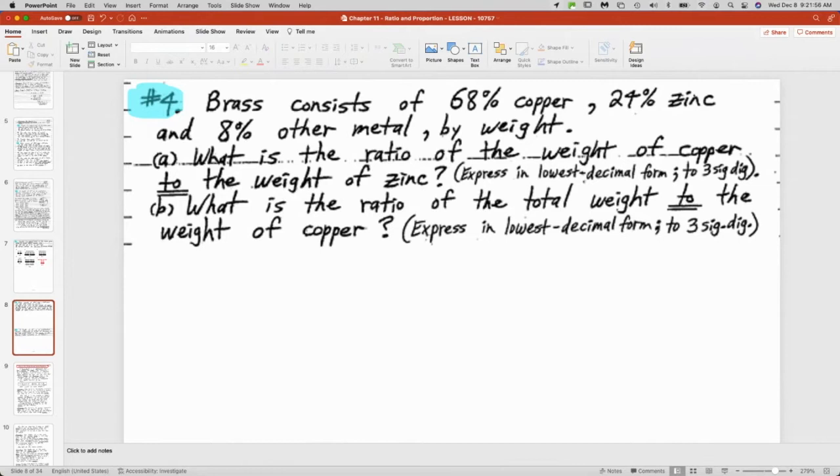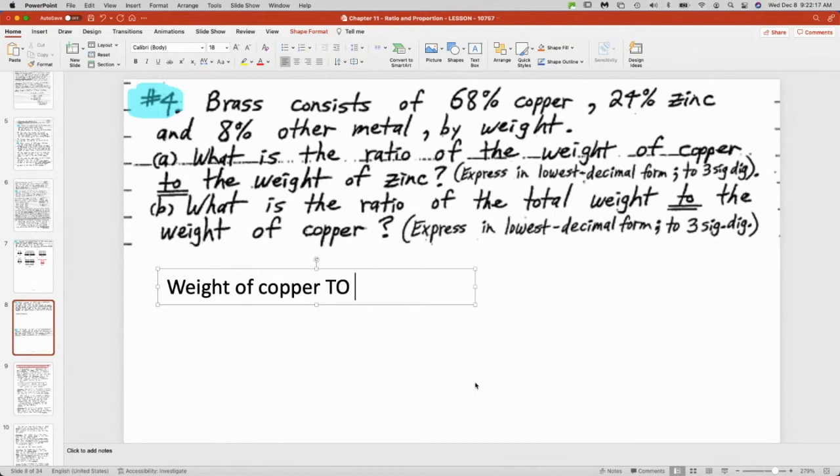Okay, brass is made up of those metals by weight. What is the ratio of the weight of copper to the weight of zinc? Okay, weight of copper to weight of zinc. Let's talk about A here. We want the ratio of weight of copper to weight of zinc.